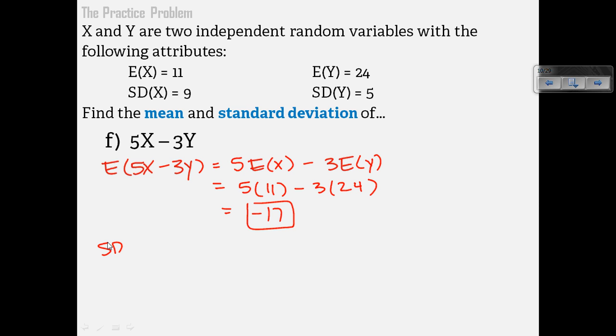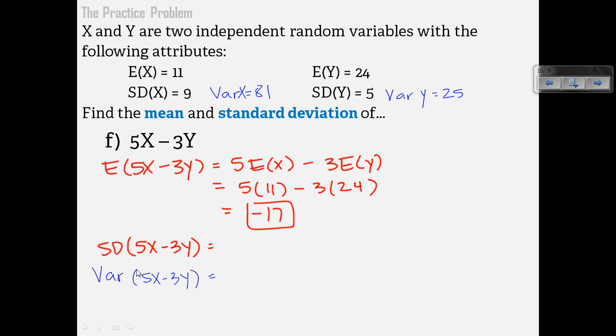Standard deviation is a little bit trickier, and you may be able to look at this and immediately know exactly what you need to do. I always like to think of it as taking a step back and working through the variance. We said this on a few examples ago. The variance of x is going to be 9 squared, or 81. Variance of y is going to be 5 squared, or 25. So what I'm going to do is take a step back and look at what if I found the variance of 5x minus 3y.